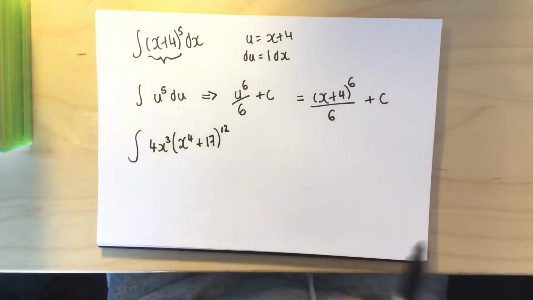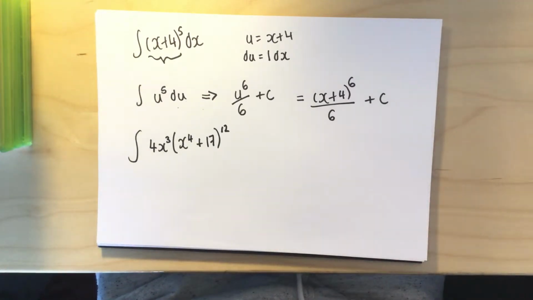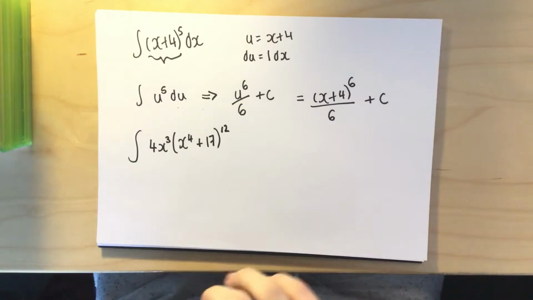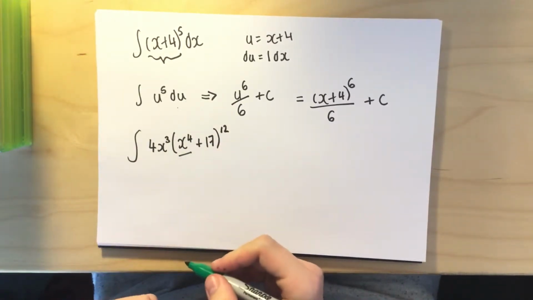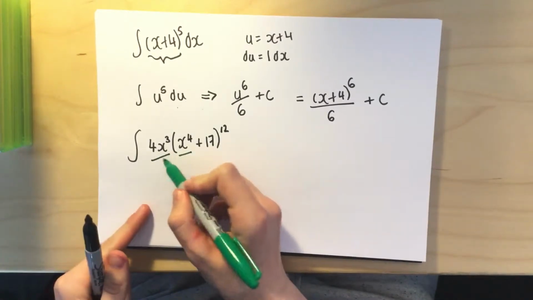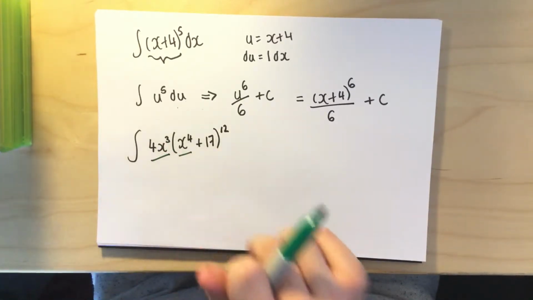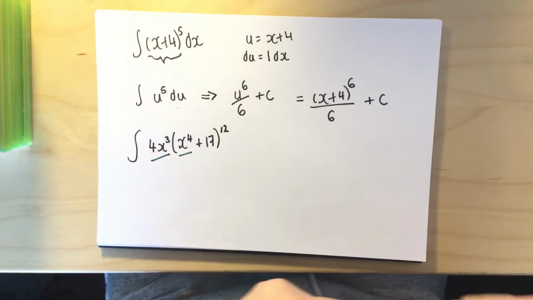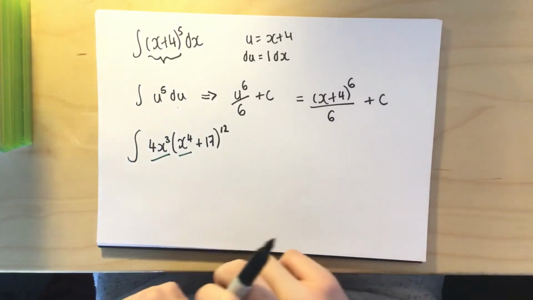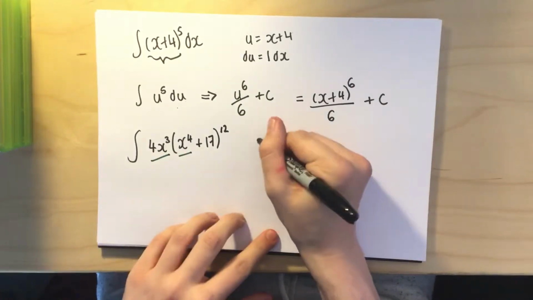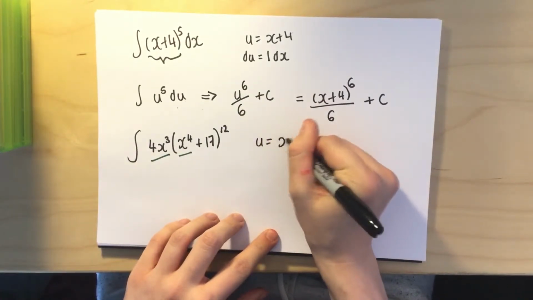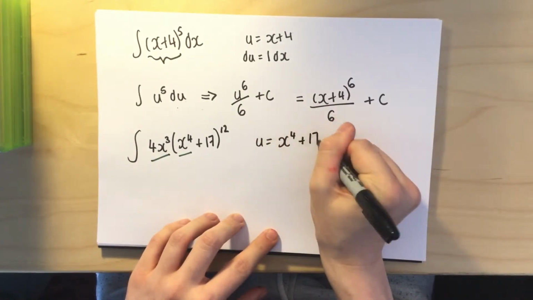Another way to pick up that substitution is a lot easier is when you can differentiate one term to get another term in the integrand. So here, if we differentiate our x to the power 4, we get 4x cubed, which is this term here. So if you spot that, then you know that this will normally be quite an easy substitution integral. So here we'll let our u equal x to the power 4 plus 17.